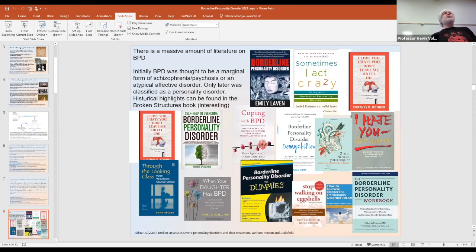Now, in your Broken Structures book, there is a very, very good, detailed history of the diagnosis of the disorder, right? And why is it called borderline disorder, right? Because originally it was thought it represented the border between normal, neurotic sort of people and psychotic people. It's in between schizophrenia and normal people, right? So it's on the border between those two things. That was originally what it was thought. It had been thought to be a version of depression and, early on, a version of schizophrenia. And people kind of went back and forth about that.